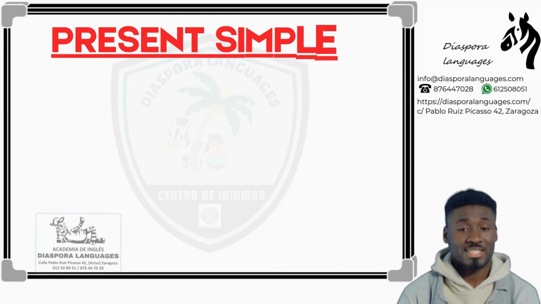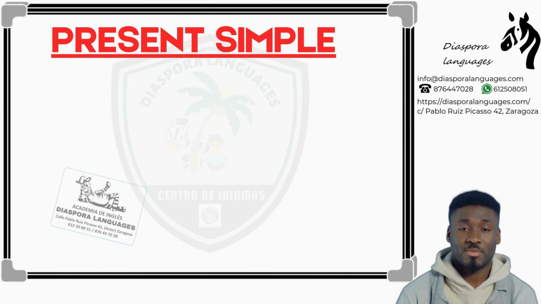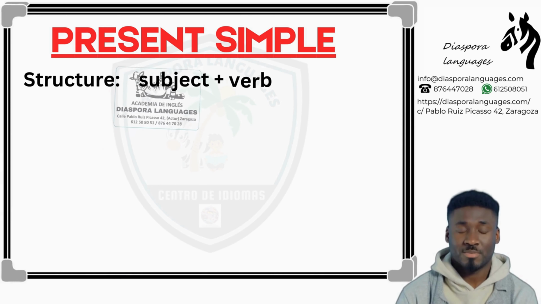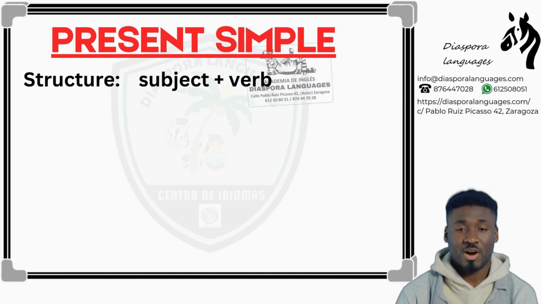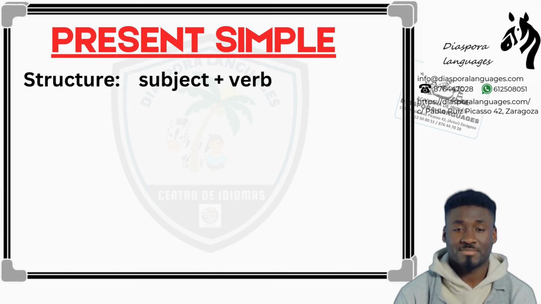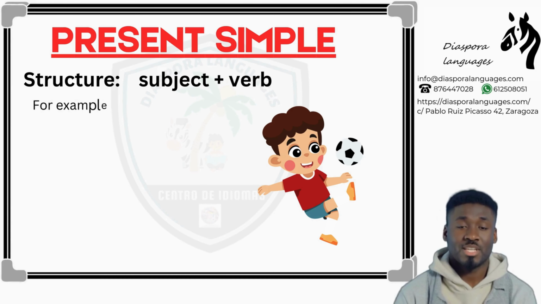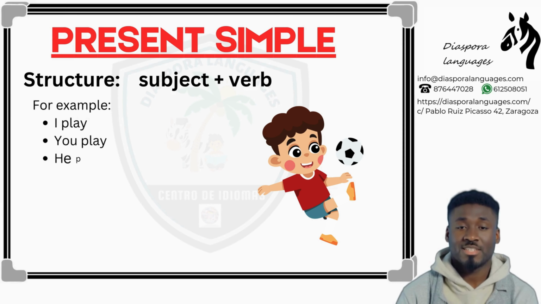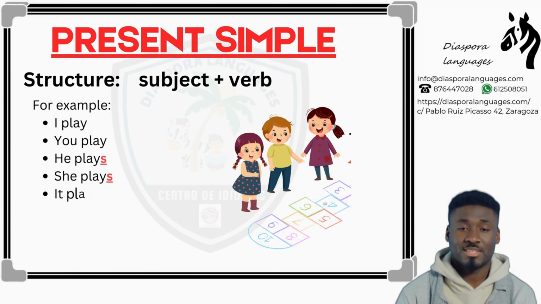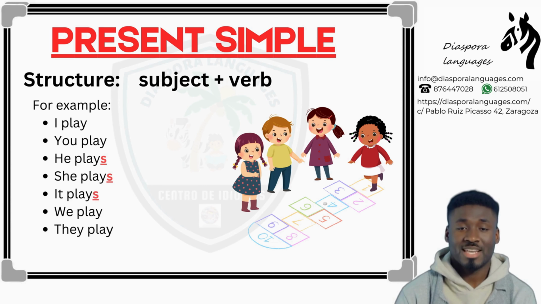To form a present simple sentence, we follow a simple formula: subject plus verb. The verb stays in its base form, which means we do not change it. However, if the subject is he, she, or it, we add an S to the end of the verb. For example, I play, you play, he plays, she plays, it plays, we play, and they play. This pattern works for almost every verb in English. But, of course, there are some exceptions.